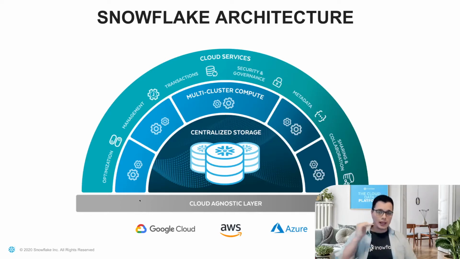And so the 4th layer on the top there is really the cloud services layer. That's where you have transactions, the security and governance aspects, all the metadata that really enables the workloads to operationalize across each other. The sharing, collaboration, and user management, things like that. Even query optimization lives within the cloud services layer.